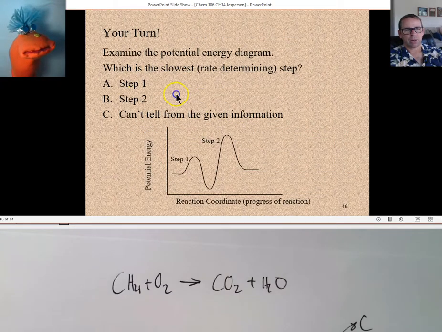So here's a potential energy diagram. Which one of these steps is going to govern the rate of the reaction, or be what we call the rate determining step from going from reactants to products? Did you say the higher one? That's right, because even though we have this much energy, until we overcome this second step, we're not going to get any products. All right, so the greatest activation energy is going to be the one that governs the rate of the reaction.